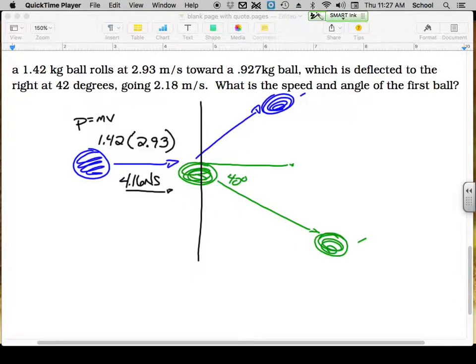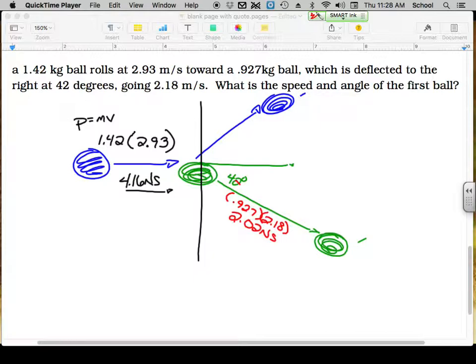Now, after they collided, we said, well, the green one over here, it was deflected at a 42 degree angle, but we said that it was going 2.18 meters per second. So the 2.18 is its velocity, and of course the mass of that ball was 0.927. So again, we have P equals mv. We're just doing the very simple momentum formula. And that means we have a total momentum over here of 2.02 Newton seconds. And so that's how much is going that way.